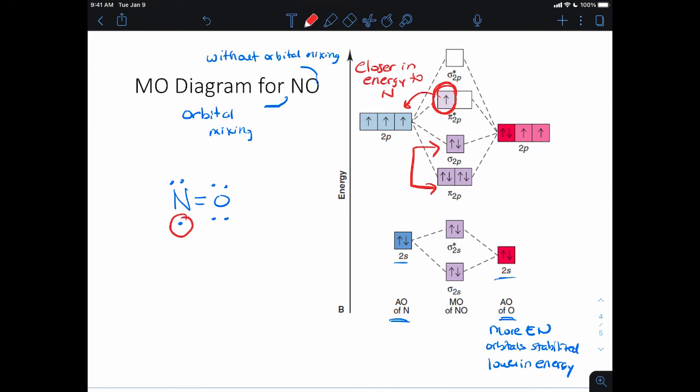So there you go, a little information about molecular orbital diagrams when the atoms are not the same. Look for that asymmetry, lower the one that's more electronegative, and then fill in your diagram from there.